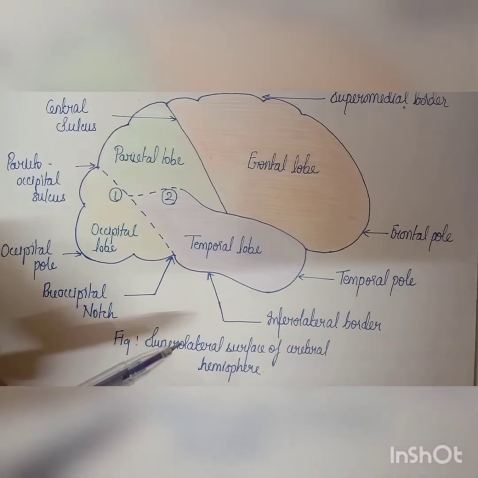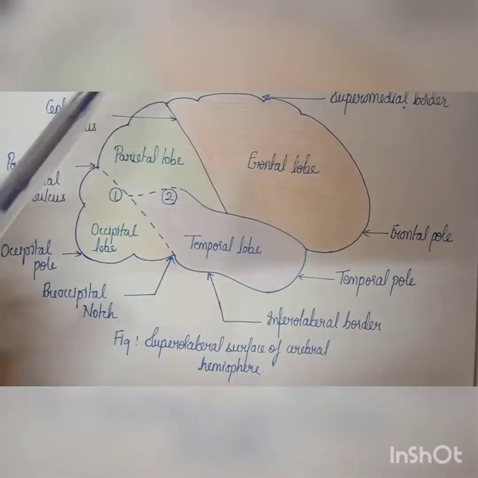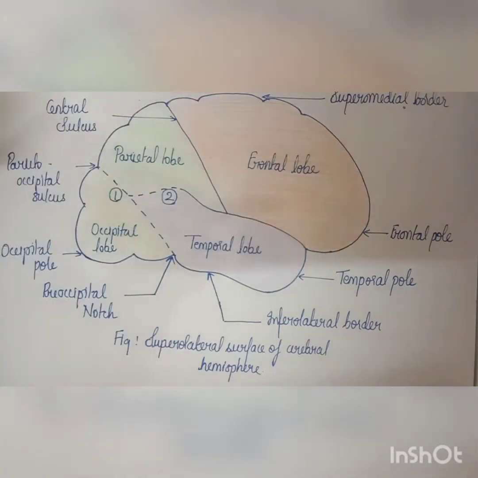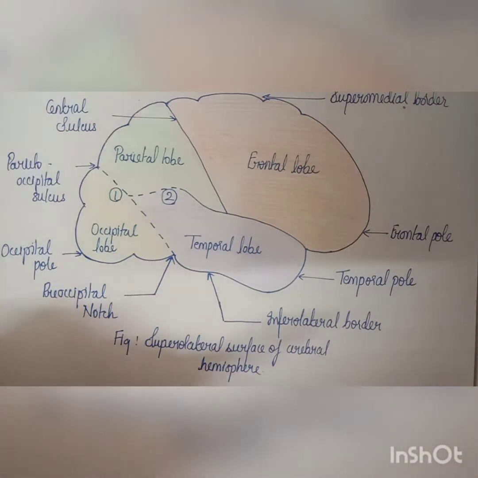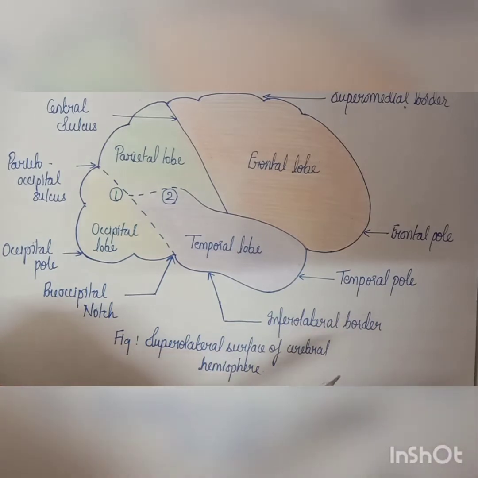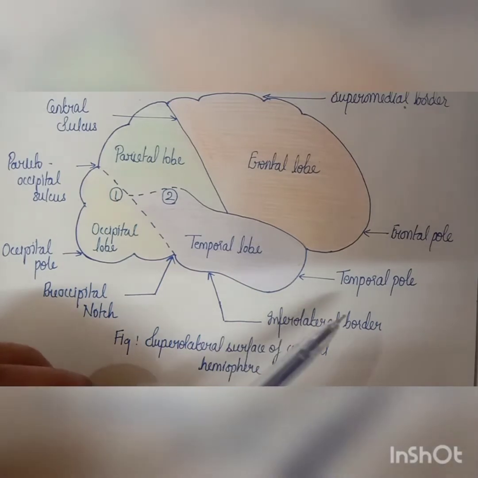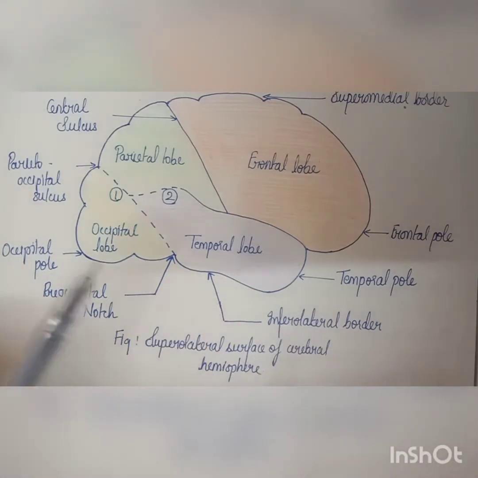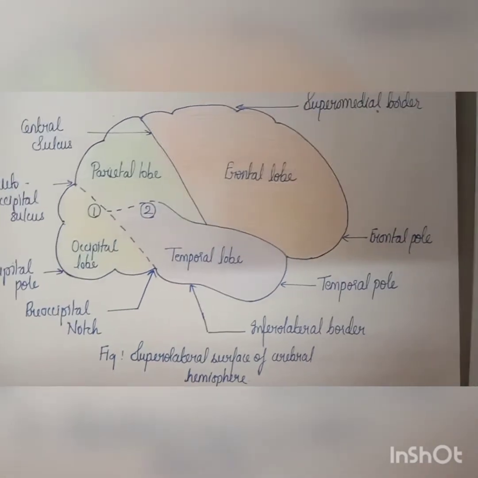Borders include the superomedial border between the superolateral surface and the medial surface. The inferolateral border is present between the superolateral and inferior surface. The medial orbital border divides the medial and orbital surfaces. The medial occipital border is between the medial and tentorial surface.